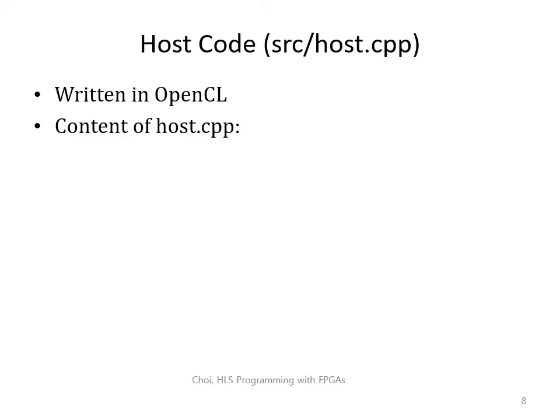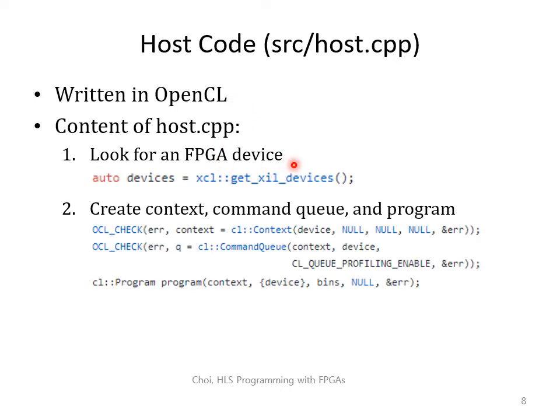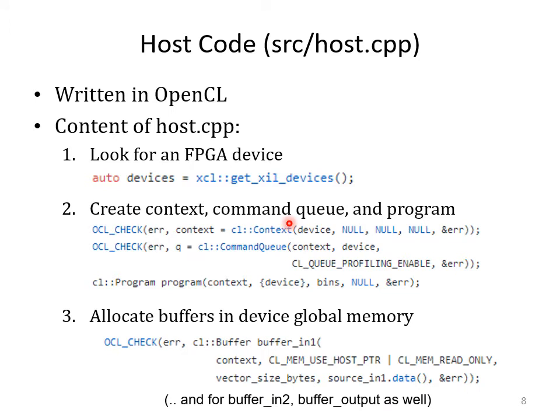Let's skim through the host code first. You see that it is written in OpenCL. The host code will first look for an FPGA device, and then it'll create a context, command queue, and a program. And then it'll allocate buffers in the device global memory. It is doing it for the buffer in 1 and for buffer in 2 and buffer output as well.